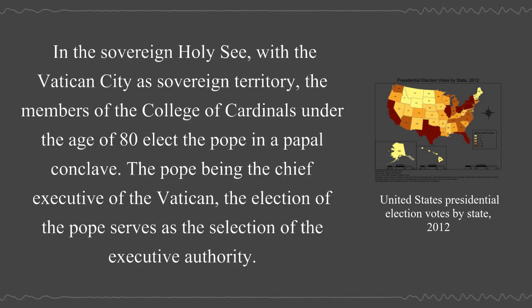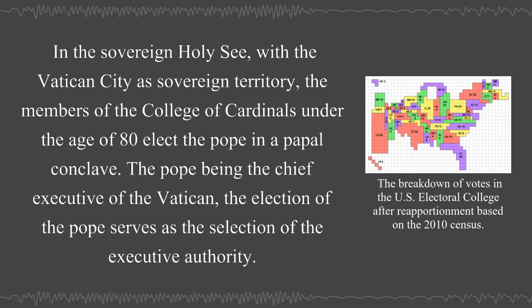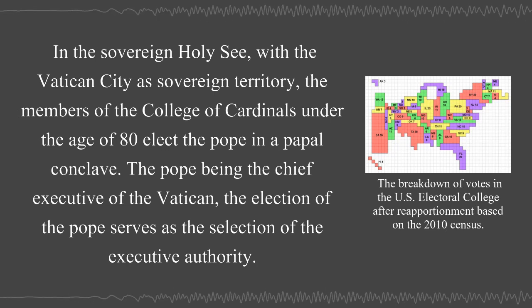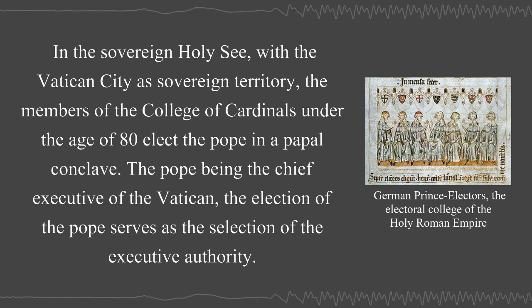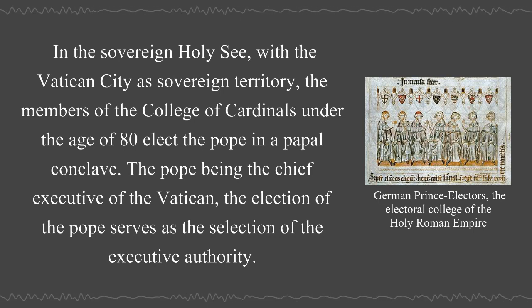In the Sovereign Holy See, with the Vatican City as sovereign territory, the members of the College of Cardinals under the age of 80 elect the Pope in a papal conclave. The Pope being the chief executive of the Vatican, the election of the Pope serves as the selection of the executive authority.